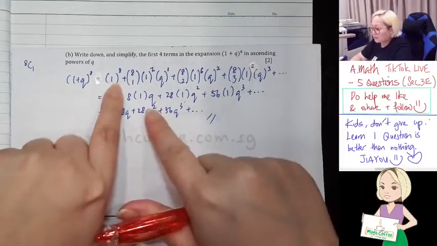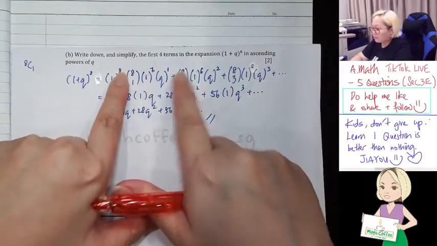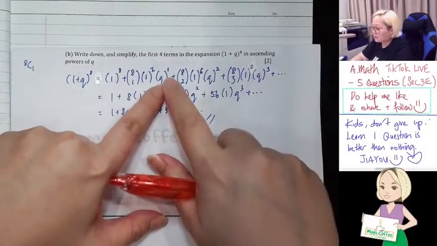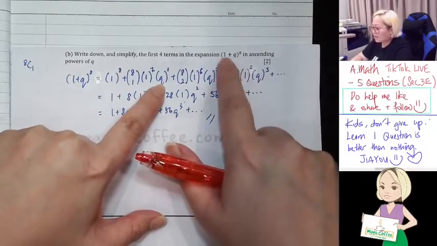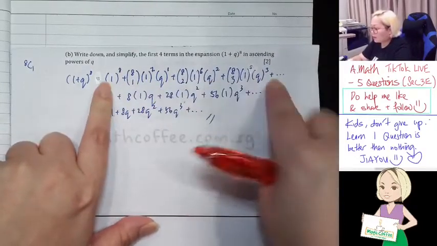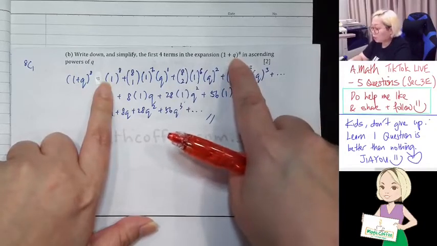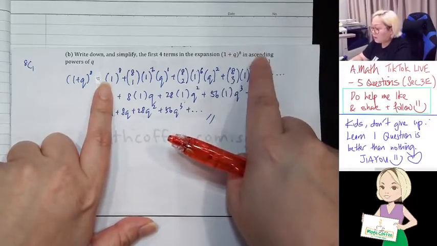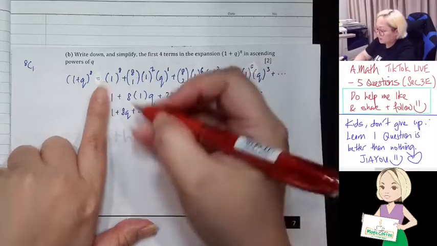Just now I said my A is reducing power, remember? 8, 7, 6, 5. Then my B is increasing power, remember? So naturally, when I put it this way, whereby my B is Q, I will naturally get ascending power. Agree or not? So if I want descending power, this is just extra.